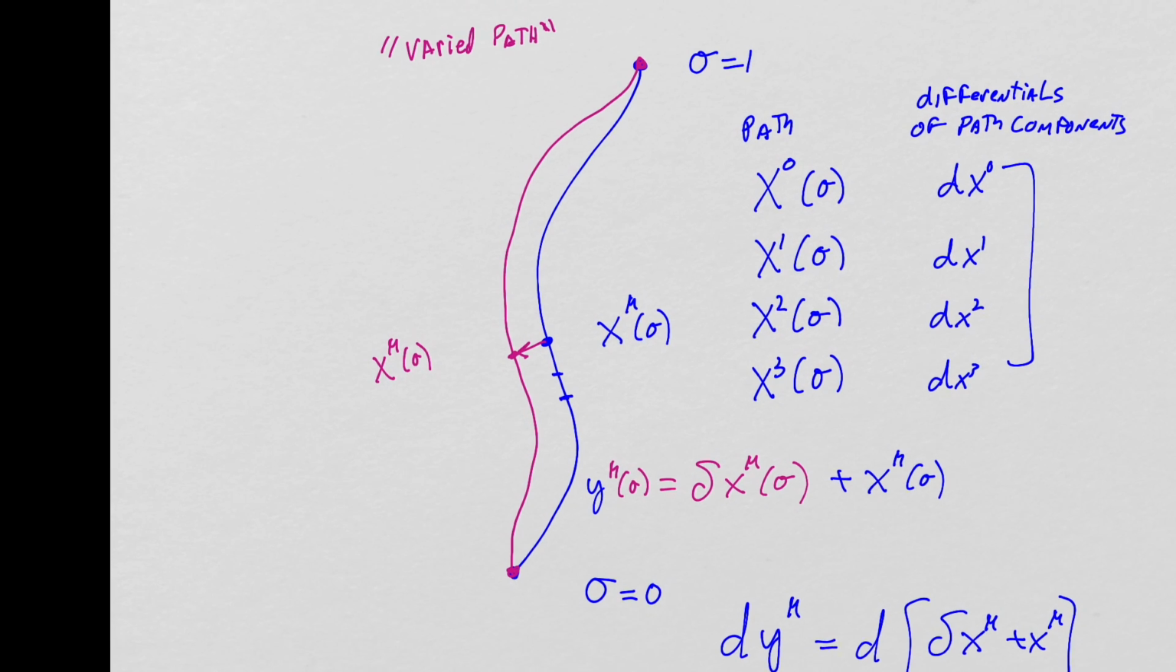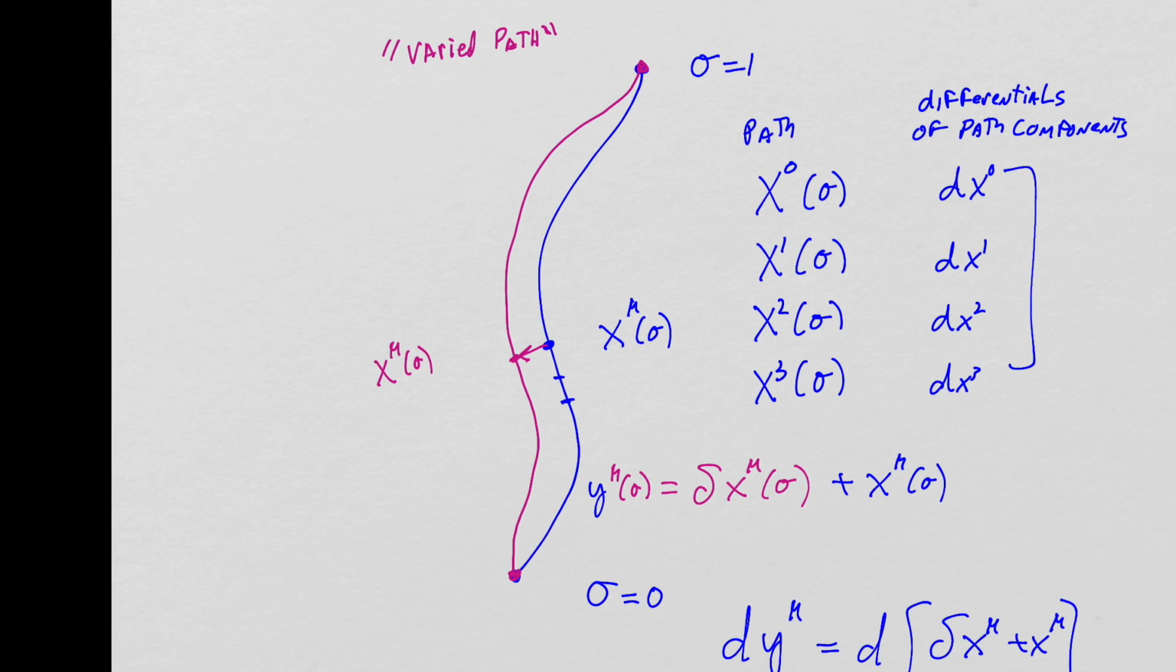The only other thing we have to remember is that the variation of the path at 0 equals the variation of the path at 1, which equals 0. That's to capture the fact that the path begins and ends. The varied path begins and ends at the same spot.